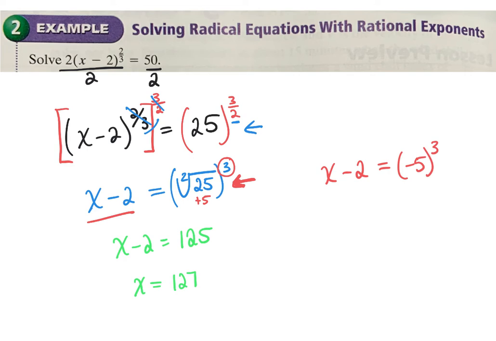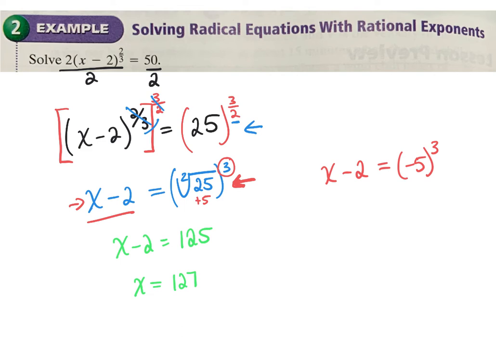Make sense? So when you have a variable involved and an even index, you have a positive and negative root possible. Now, when we check it, it's going to be a little bit different with our extraneous solutions, but you have two possibilities when you have an even index, all right?